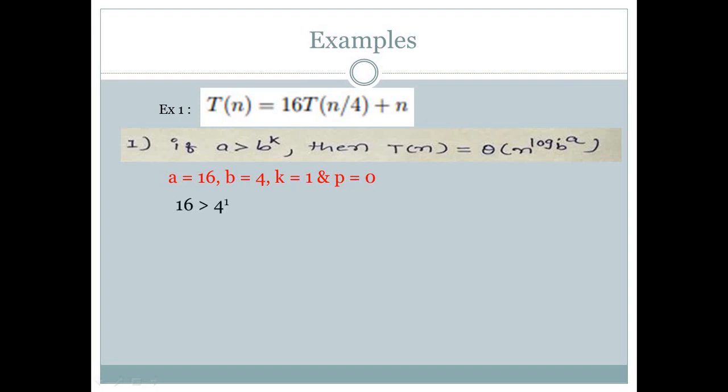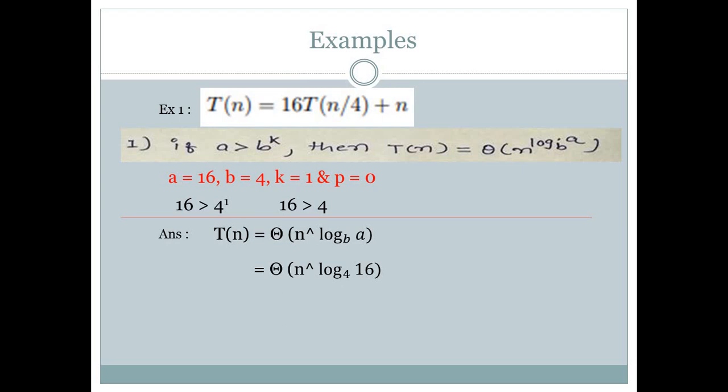Let's check whether it is correct or not. 16 is greater than 4 raised to 1, which means a is greater than b raised to k, so case number 1 is applicable. In case 1, our equation is T(n) = theta of n raised to log a at the base b. So let's put in the values of a and b. Our equation is n raised to log 16 at the base 4.